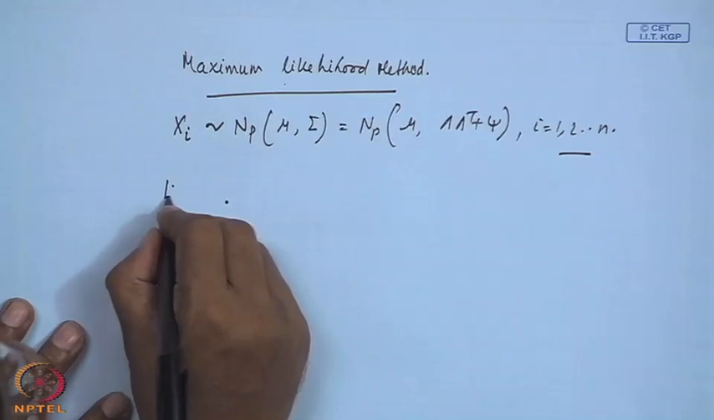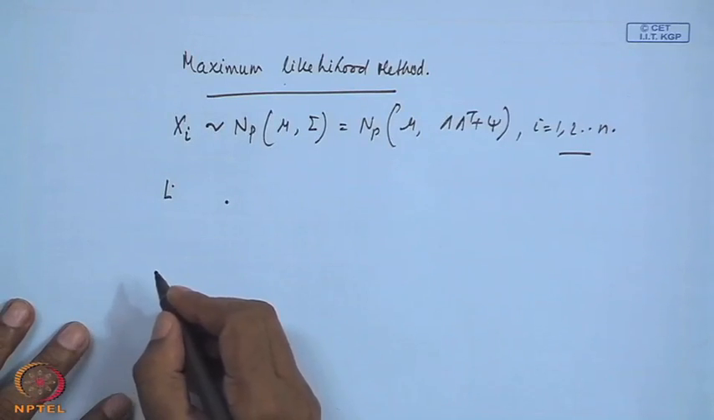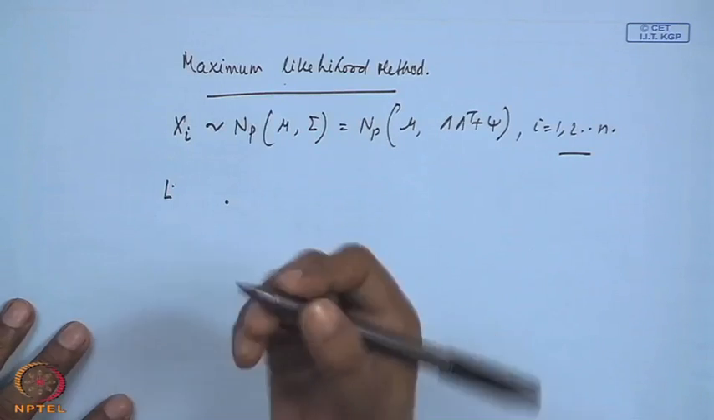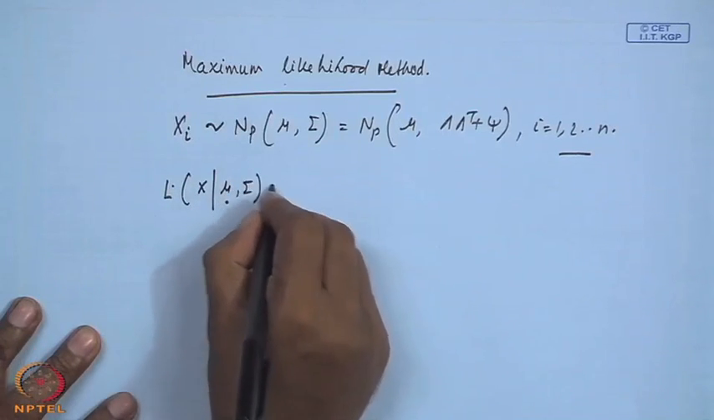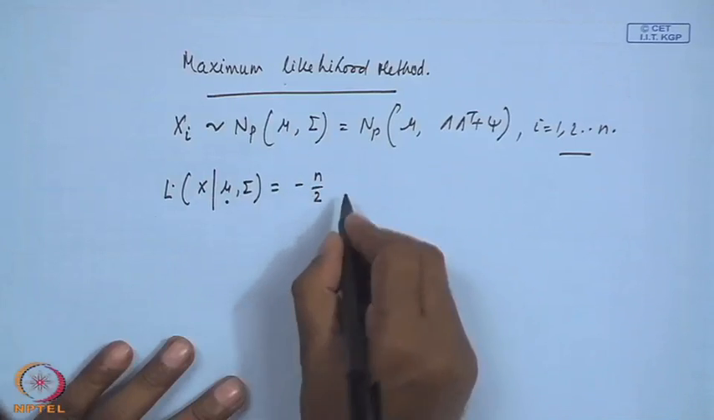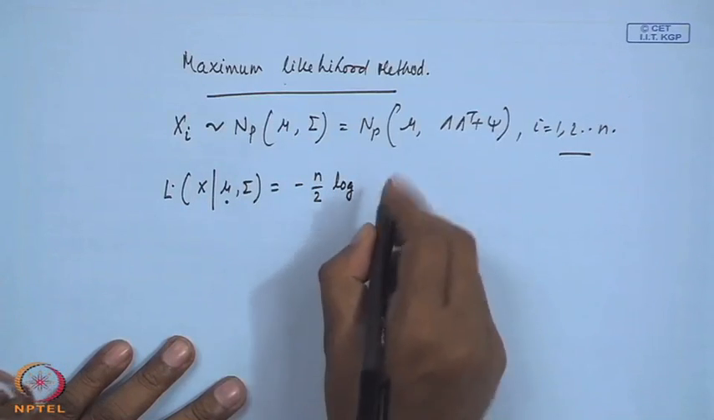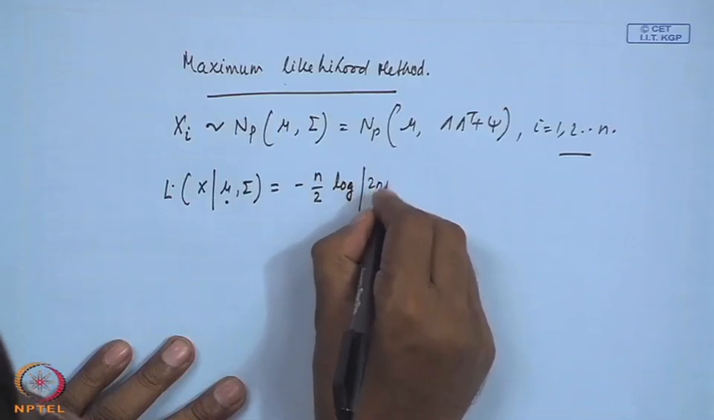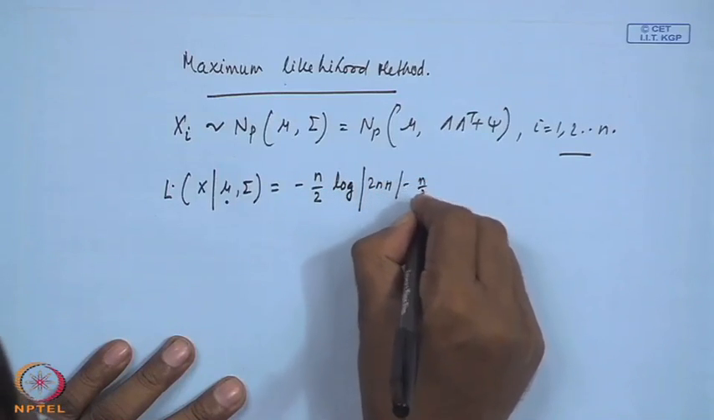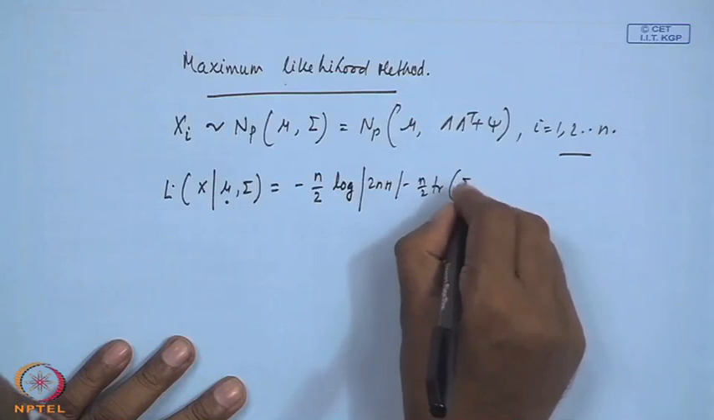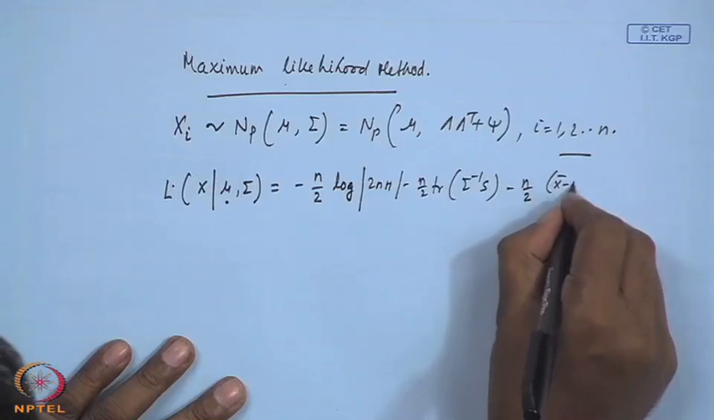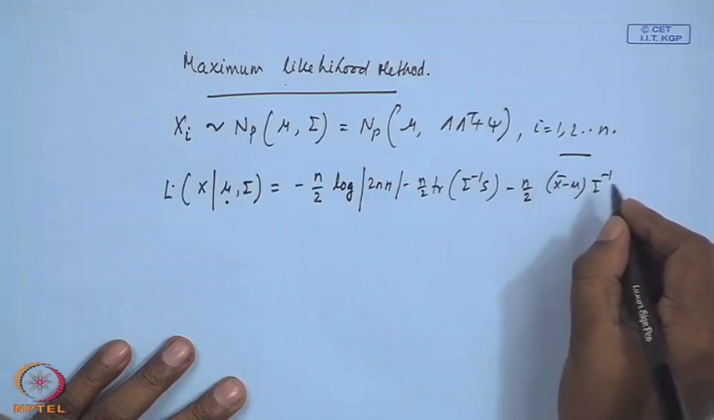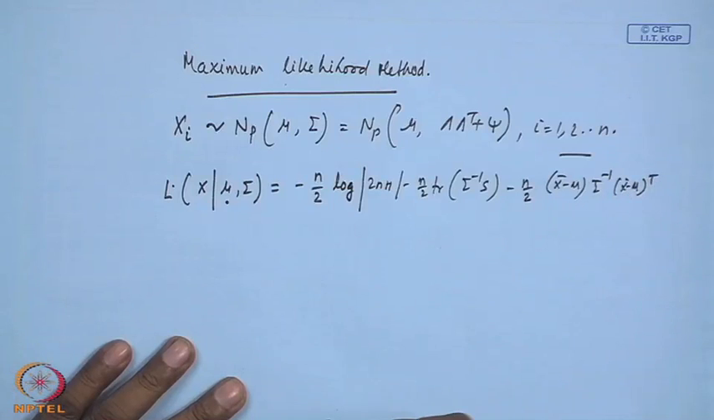So, the maximum likelihood, that we can find out, that log likelihood. So, we will first find out maximum likelihood, then the log likelihood of x given mu and sigma. The simplified form will be like this: minus n by 2 log of 2 pi sigma, minus n by 2 trace of this, minus n by 2 (x bar minus mu) sigma inverse (x bar minus mu) transpose.